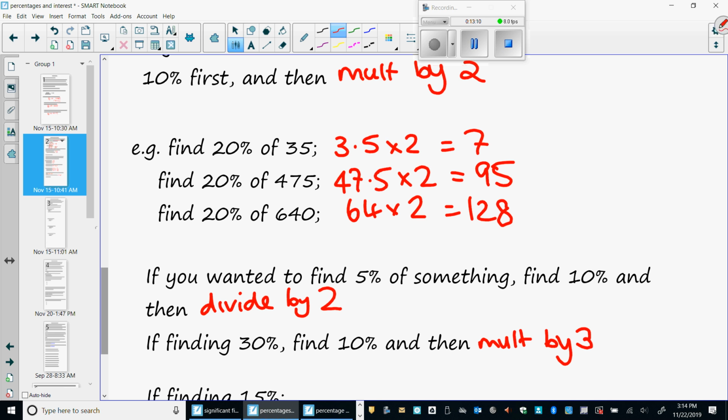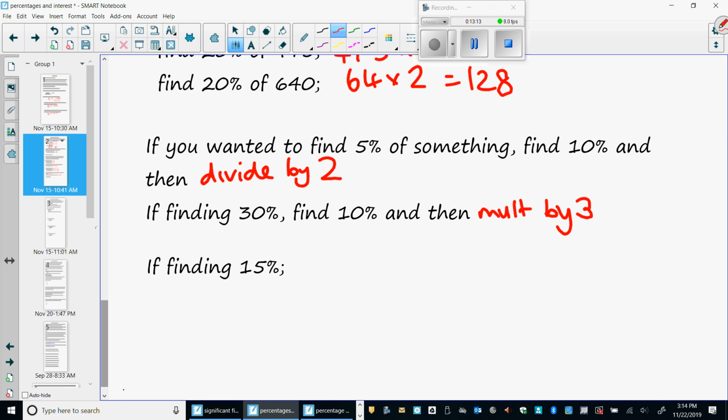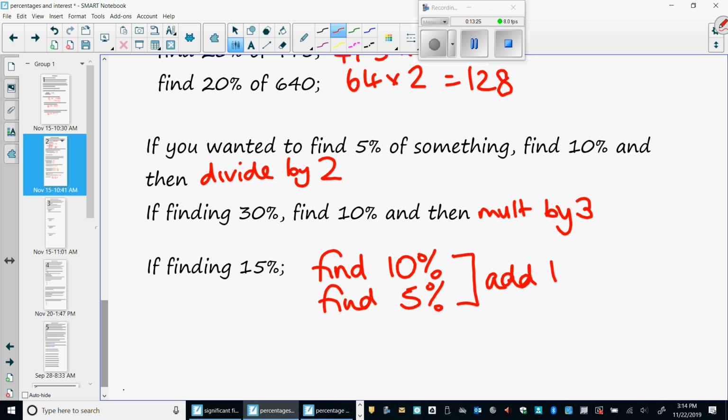What about 15%? You could find 10% and then add 5%. You could find 5% and then add those two numbers together. Or you could find 10%, multiply by 3, and then divide by 2. However you are comfortable getting to 15, go for gold. You could find 10%, find 5%, and then multiply the 5% by 3. Any way that you're getting to 15% from your values is totally fine.